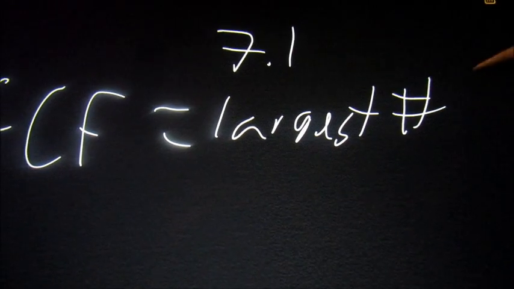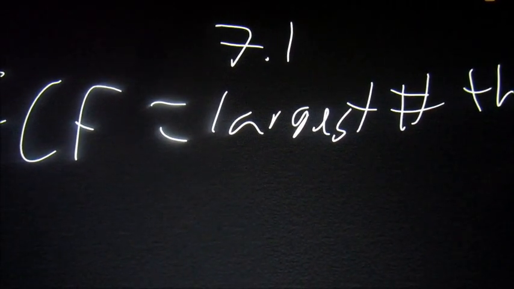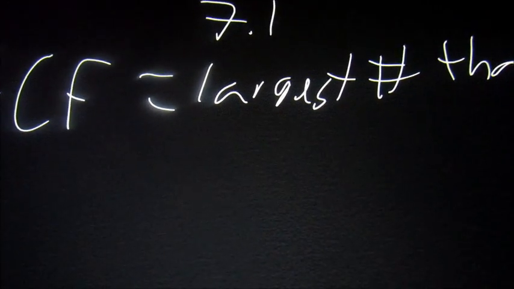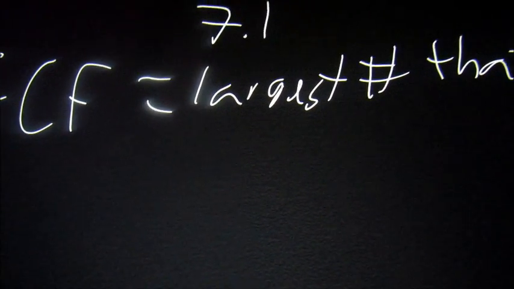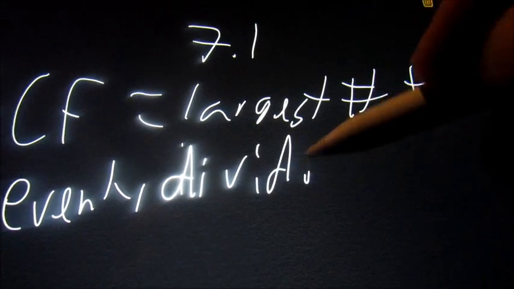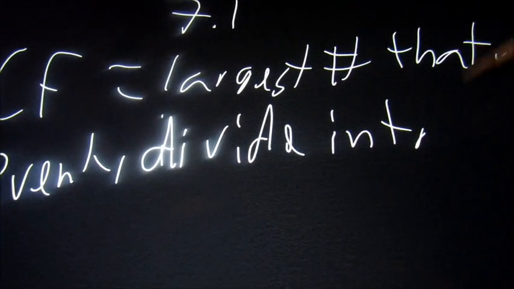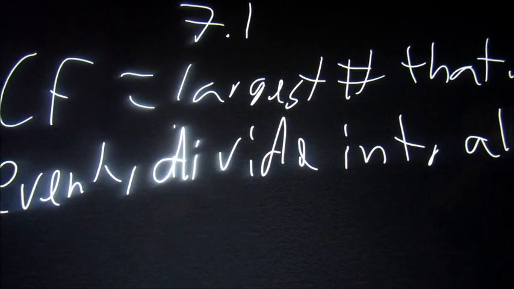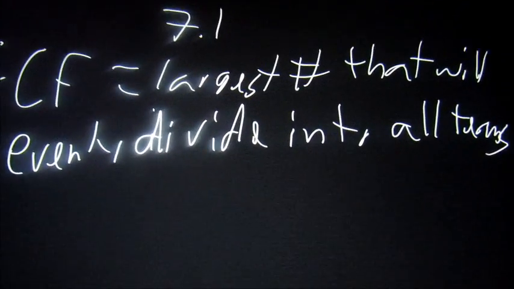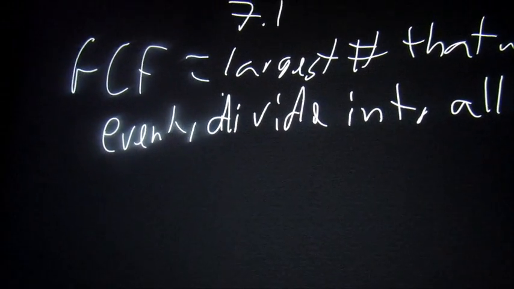And the greatest common factor is the largest number, or, well, this is for numbers, the largest thing, I'm just going to say, that will evenly divide into all terms. So basically the largest term that will evenly divide into all the terms.